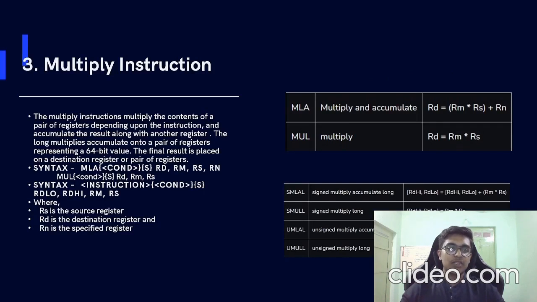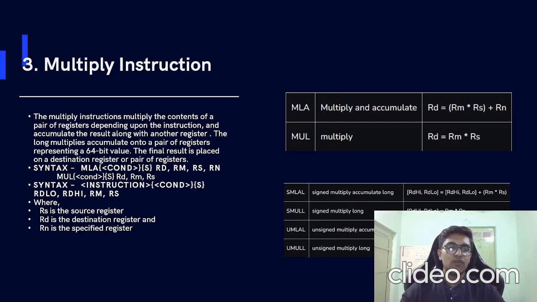Multiply instruction. The multiply instruction multiplies the content of a pair of registers depending upon the instruction and accumulates the result along with another register. The long multiplies accumulate onto a pair of registers representing a 64-bit value in total. The first result is placed on a destination register, or rather a pair of registers.